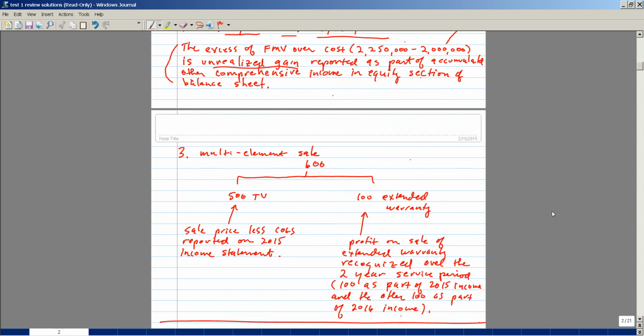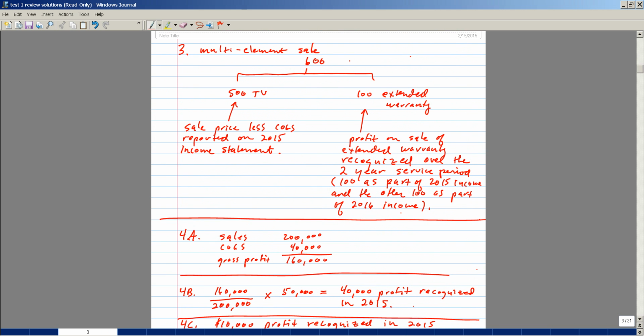So what we have here is a multi-element sale. The customer bought two things. They bought a TV and they bought an extended warranty. We have two units of accounting: the TV, the extended warranty. What we have to do is decompose the sales price of $600 into the portion paid for each of the units of account and apply the revenue recognition concept separately to each of the units of account.